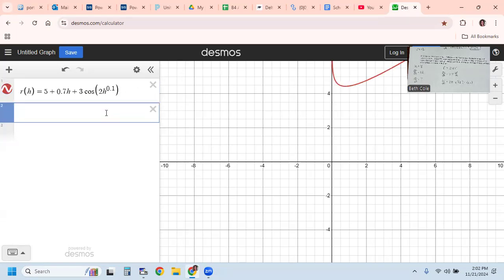All right, so come down to the next box, and now we want to put our answer. 2 pi r prime of 8 times 1.2. And that is your answer. How many decimal points do you need? 3. So 4.840.